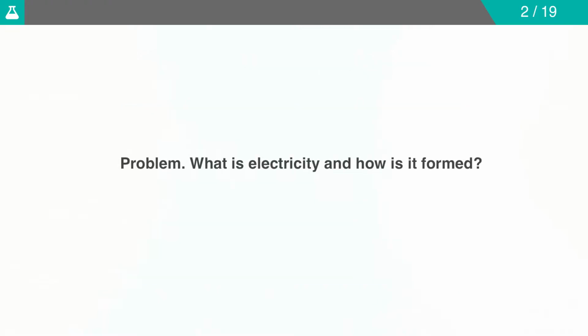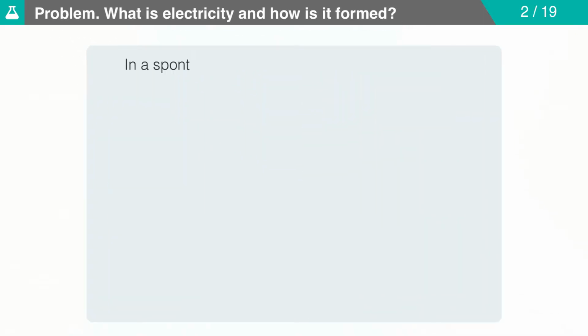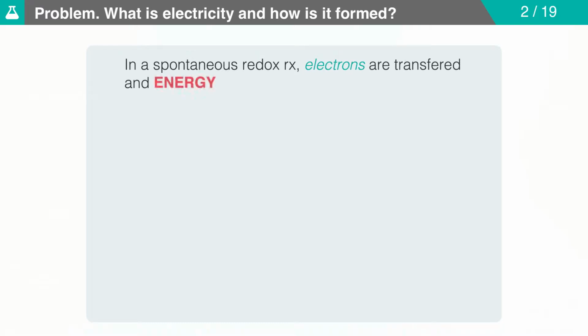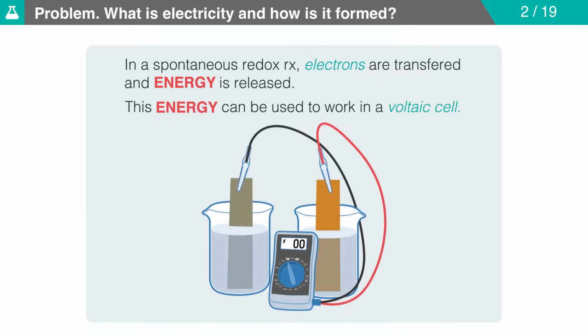This is our problem from the beginning of the unit. And we learned about oxidation states and half reactions, all to solve this problem: what is electricity and how is it formed? So in a spontaneous redox reaction, electrons are transferred and energy is released. This energy can be used to do work in a voltaic cell, which we call electricity.